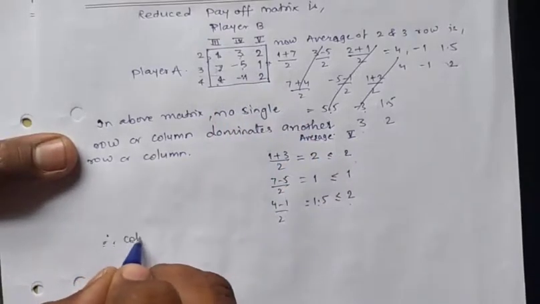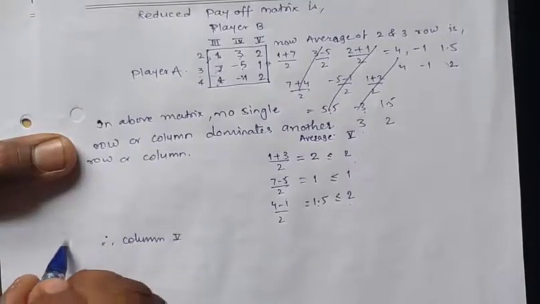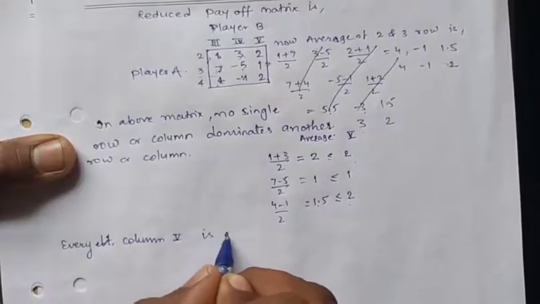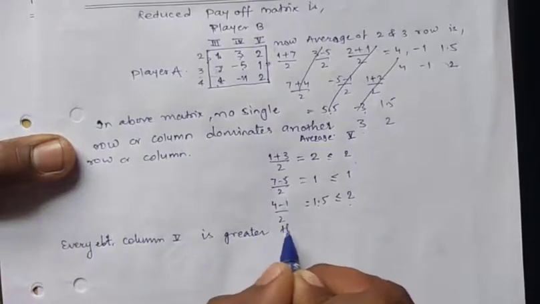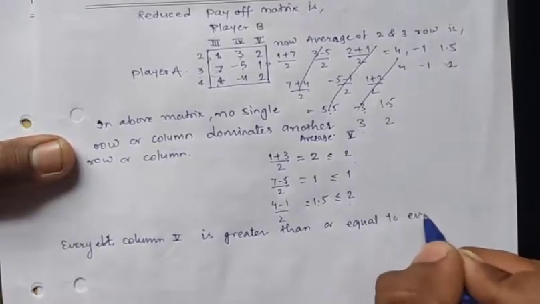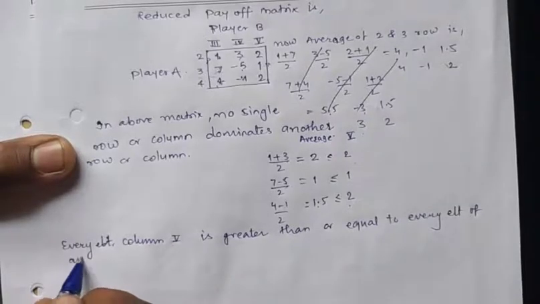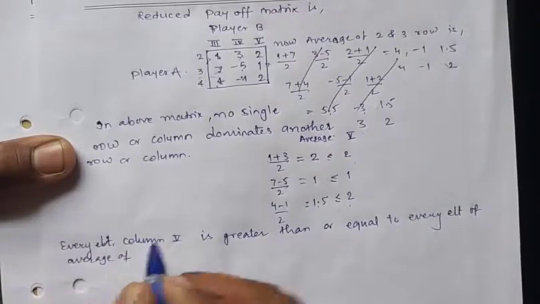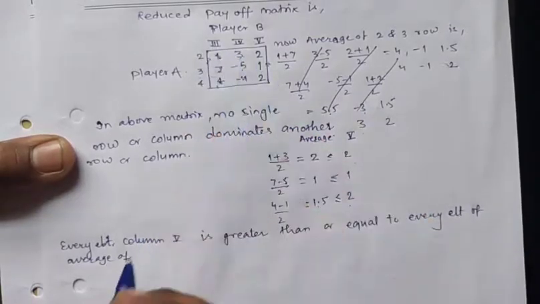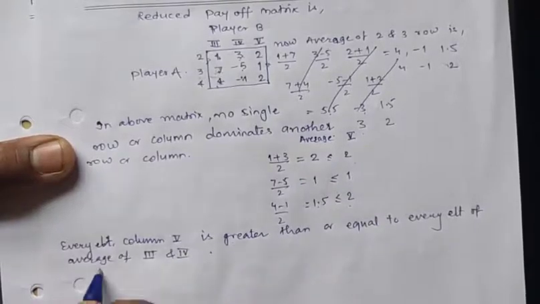Therefore every element of column 5 is greater than or equal to every element of the average of columns 3 and 4. Therefore, what can we do here?